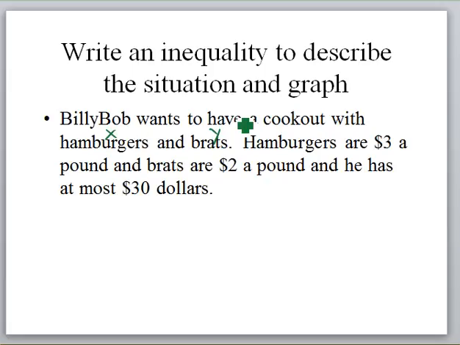Hamburgers are $3 a pound. So for every pound of hamburger I buy, it costs $3. And so I'll be adding on some money, $2 a pound for each brat. So 2y. And he has at most $30. What that means is I can't spend over $30. This number has to be the bigger number.